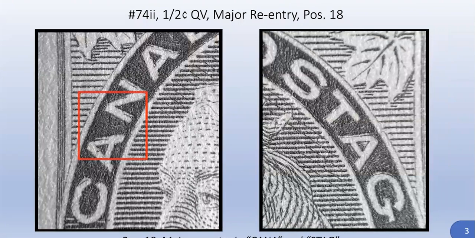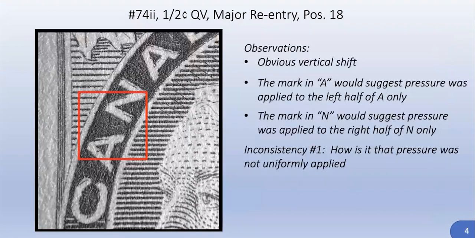There are some observations that I'm going to talk about here quickly. First of all, it's an obvious vertical shift. And the mark in the A would suggest that pressure was applied to the left half of the A only, in terms of the transfer roll when it's pushed in. Well, the mark in the right half of the N would suggest the opposite. That's inconsistent. You can't possibly have a mark in just a portion of a letter.